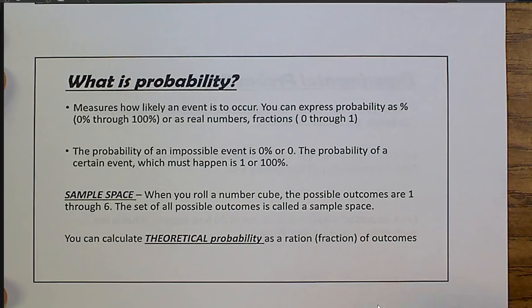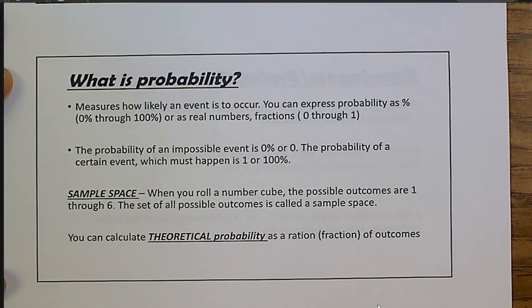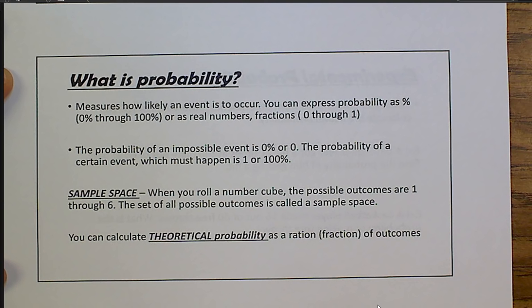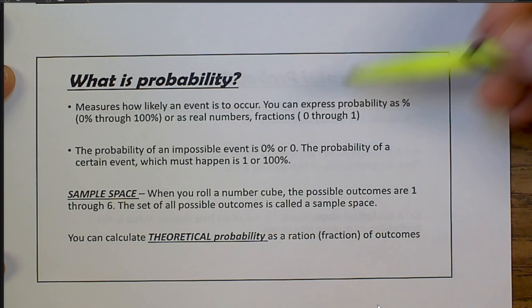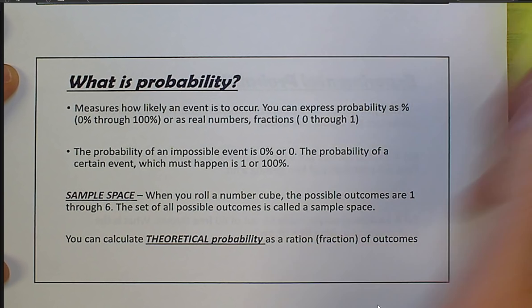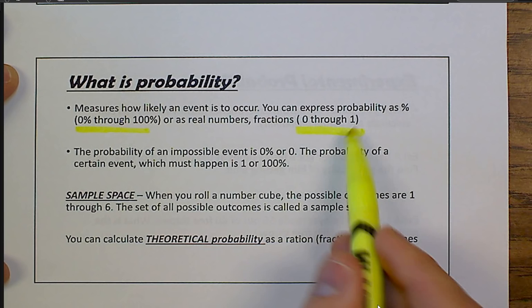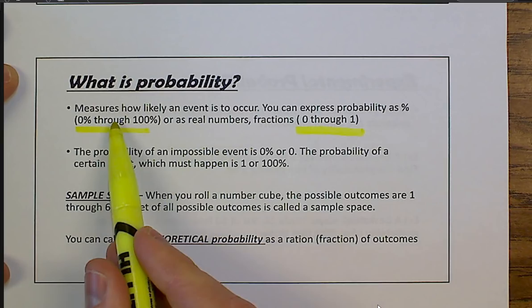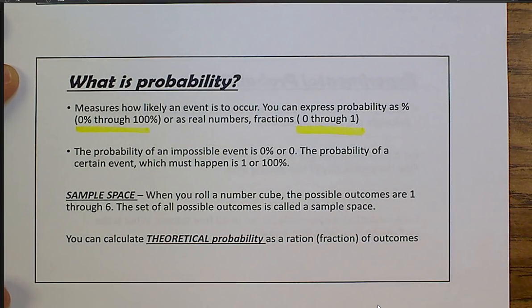Basic probability measures how likely an event is to occur. You can express probability as a percentage, anywhere from 0% to 100%, or as real numbers, most commonly fractions between 0 and 1. So if you think about the connection here, 0 to 100%, 0 to 1, this would be the decimal version, and then moving the decimal 2 spots over would be the percentage. You can express it either way, okay?